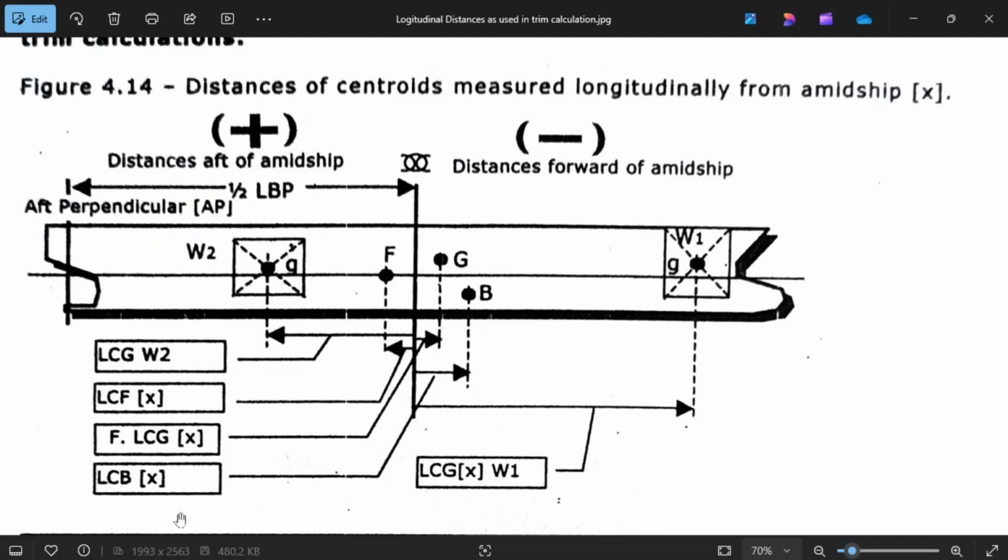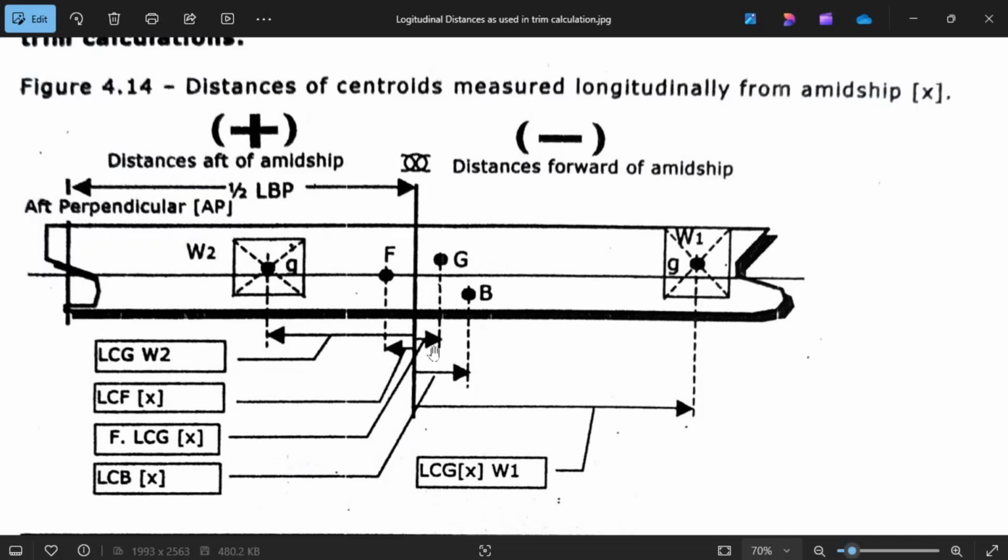And what else? This is the LCB, the longitudinal center of buoyancy. From amidship going forward, this will be your center of buoyancy. Meaning the center of buoyancy of the vessel is somewhere around here. The sign should be negative because you are in the forward part. So this will be a negative sign.